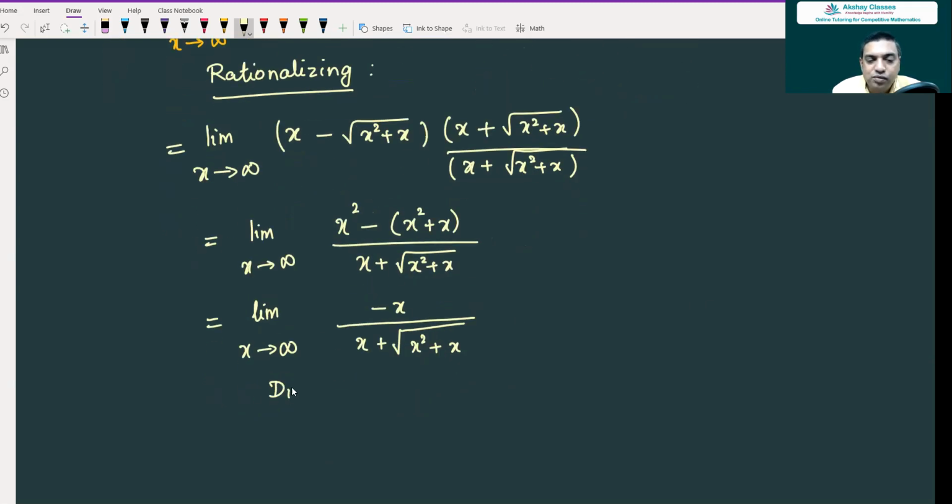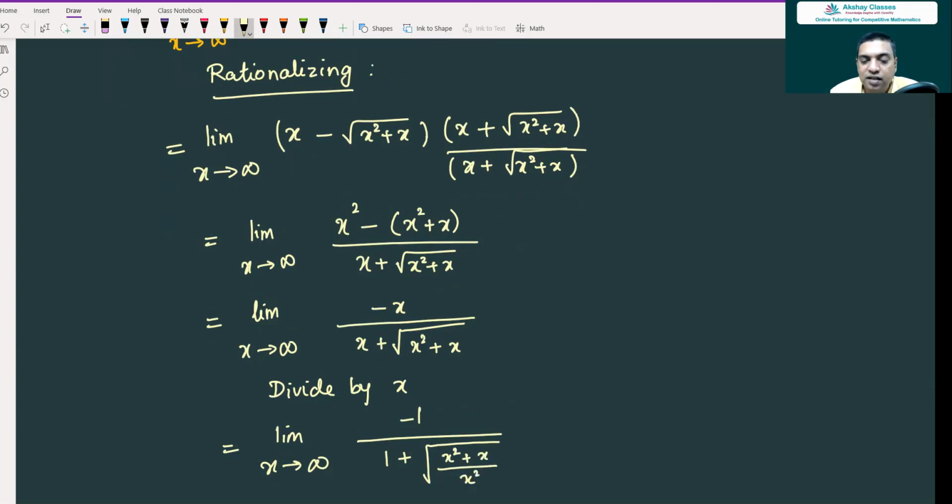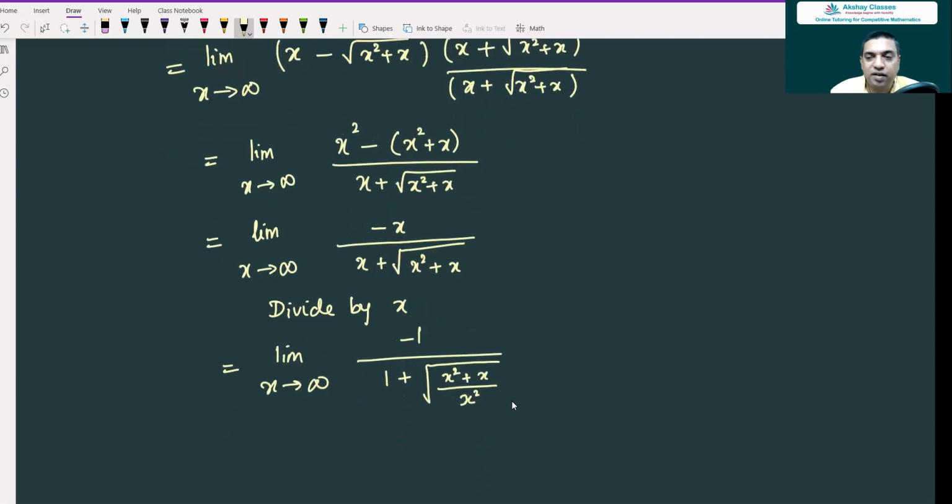I will divide now by x. So I'll get limit x tends to infinity, minus 1 by 1 plus. Now when I divide by x and I take that x under the root, then that x becomes x square. I'm actually dividing by x, but then I take that x within the root and it becomes x square.